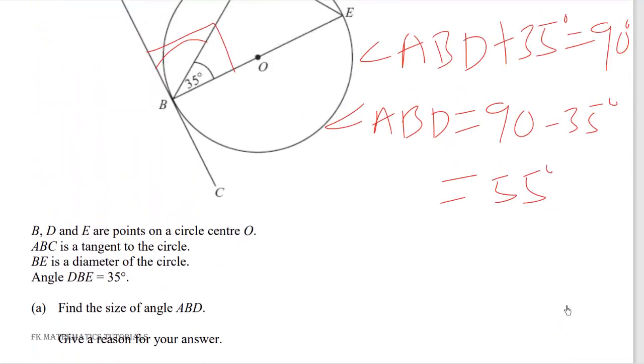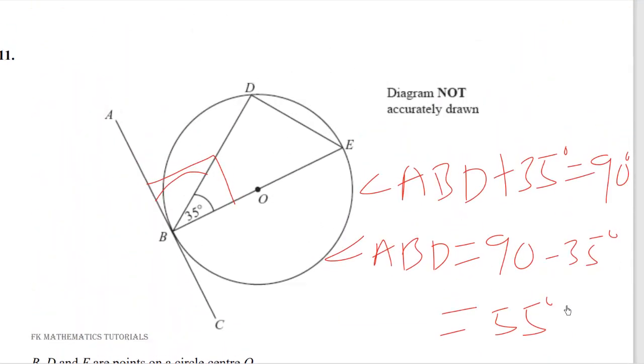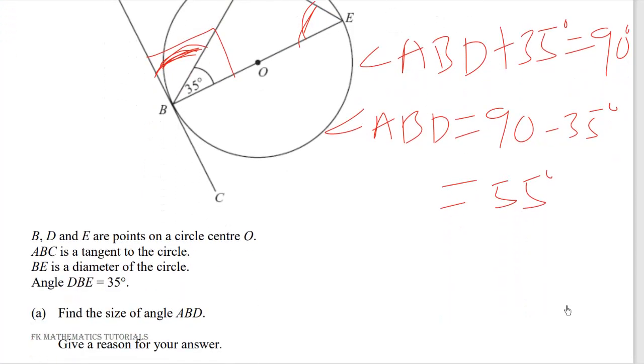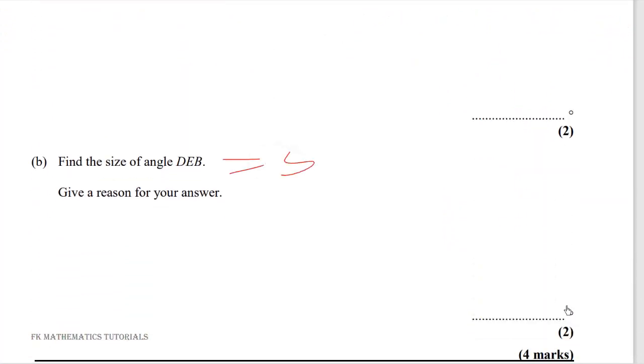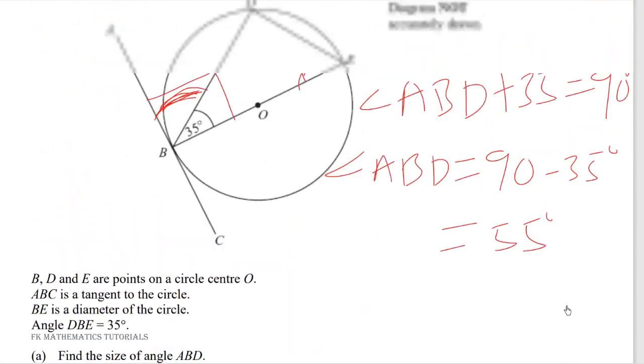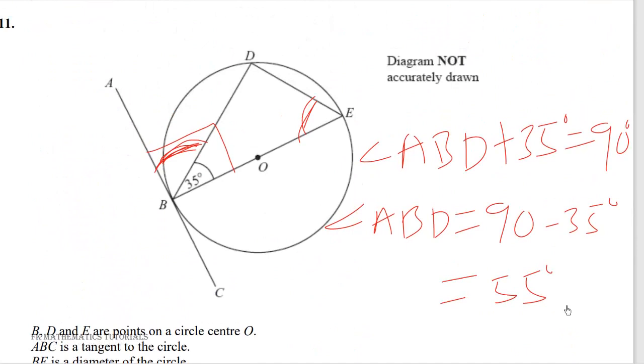So angle DEB, this angle here, will be equal to this angle. Angles in alternate segments are equal. So angle DEB is also equal to 55 degrees. You can also use the fact that this is equal to 90 degrees. So if you add these and these, you should get 90.